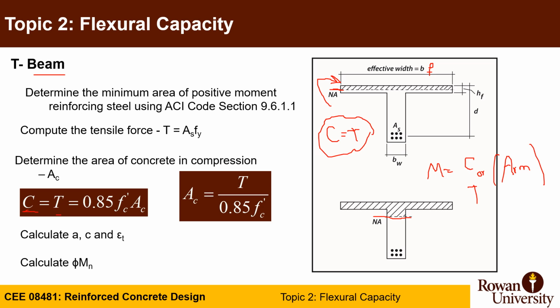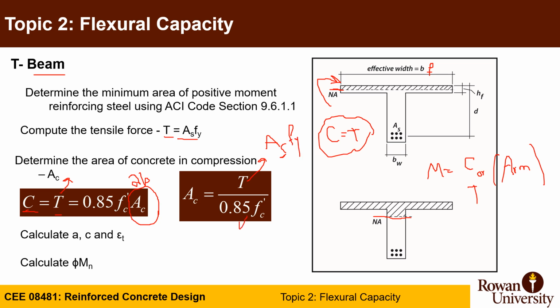The first quantity we will do is we're going to use C equal T. However, in this case, we will use, instead of before 0.85 F prime C times A times B, we will replace A times B by area concrete required, AC. So in this case, if you are provided AS and F yield, you can get T, because T equal AS times F yield. You have F prime C, you can calculate what's also called AC. From this case, the AC will be tension T, which is AS F yield divided by 0.85 F prime C.